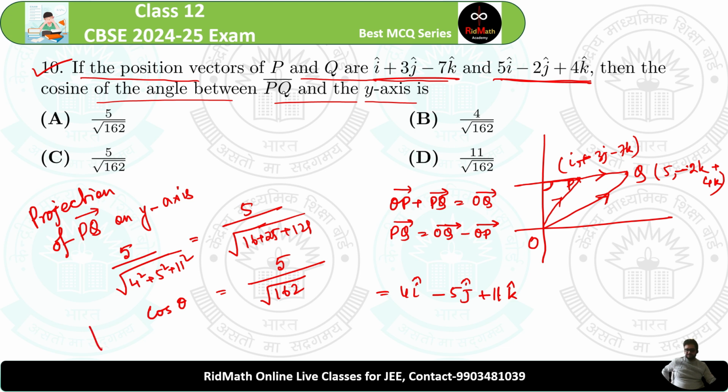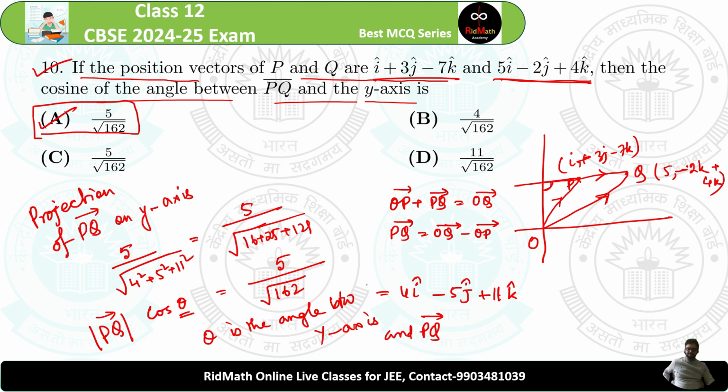So this is mod PQ cos theta, and what is this theta? This theta is the angle between the y-axis and PQ. So this projection is the cos theta of the angle between PQ and the y-axis. So the answer is 5 by root over 162.